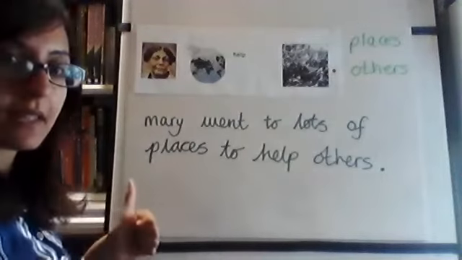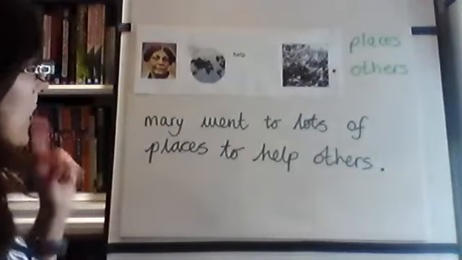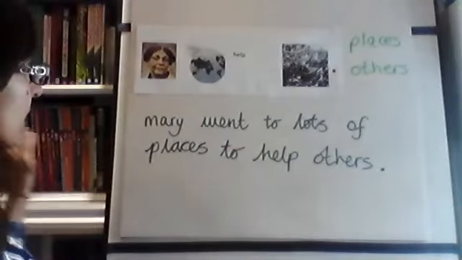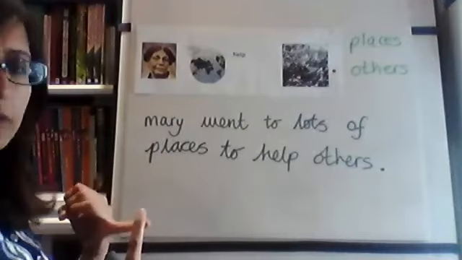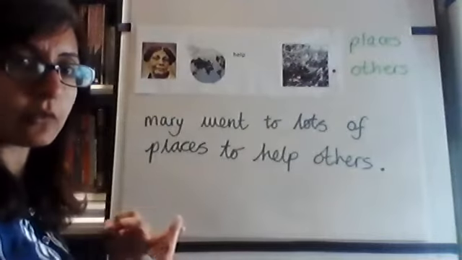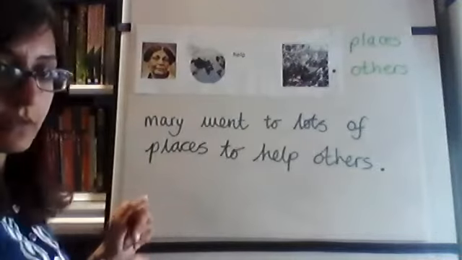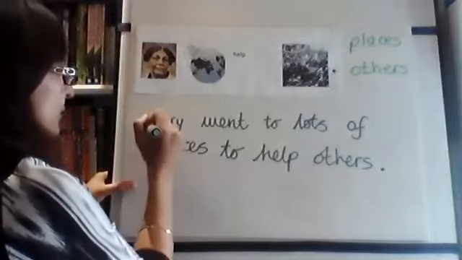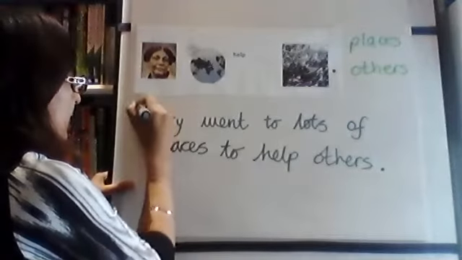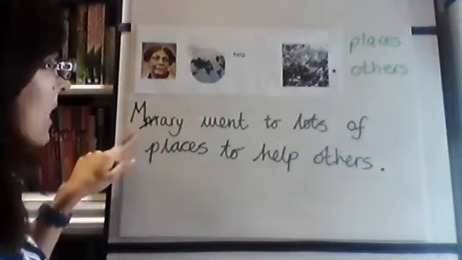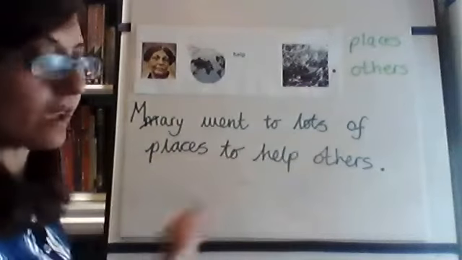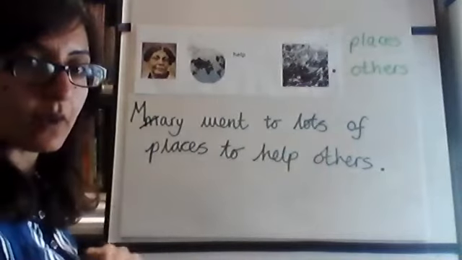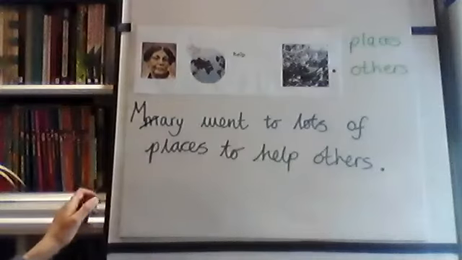Are we happy? Something's not quite right. We need to remember our capital letter for the beginning of a sentence and a full stop. Did Mrs. Jolliffe use one? No. So we're going to fix our work with a capital letter. Mary went to lots of places to help others. Well done. Right, now the next one, you're going to have a go with me.